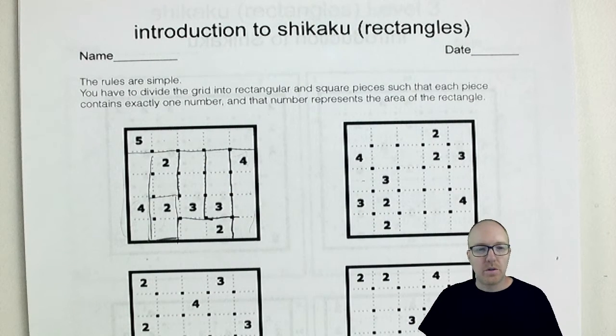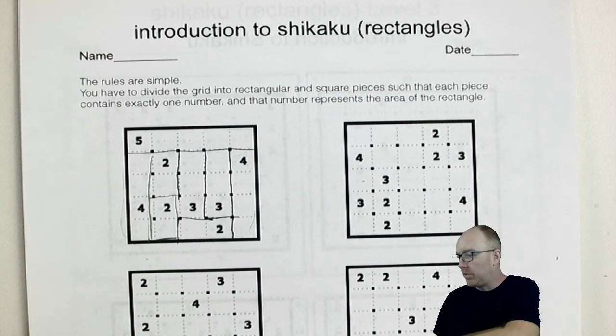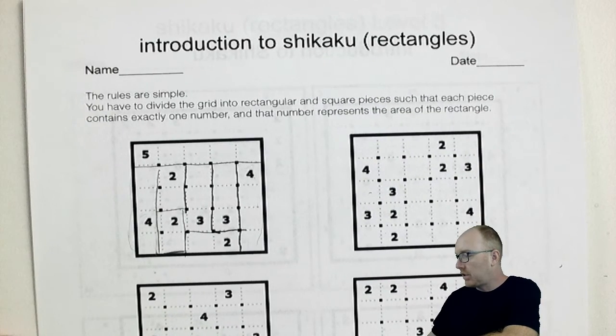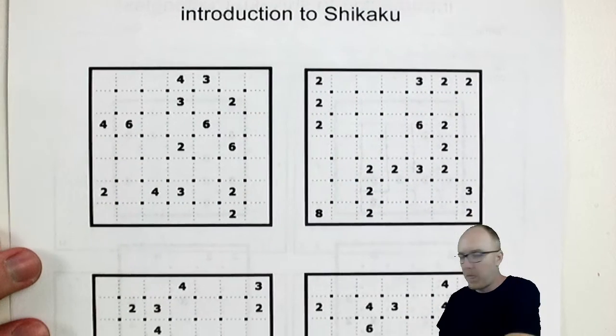Right? So you're just creating rectangles so that the area matches the number inside the rectangle, and all the boxes will be filled. And there is one unique solution, like all the other puzzles. Let's try one that's a little more difficult on the back. These get a little bit bigger. It's still on the introduction sheet.